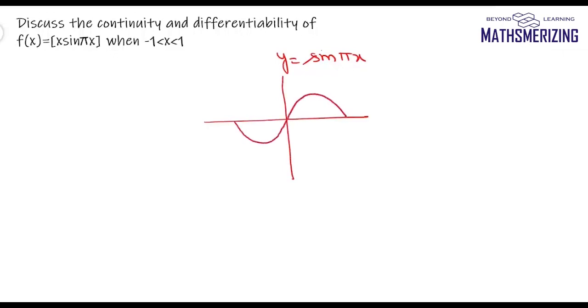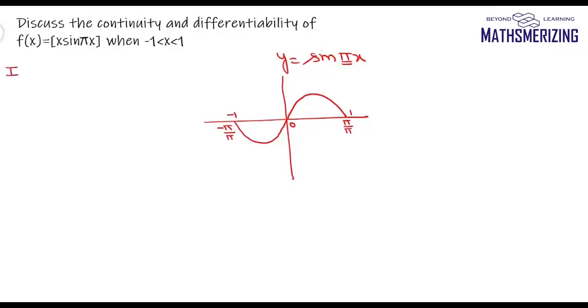Discuss the continuity and differentiability of the function f(x) equals greatest integer function of x sin pi x, when the value of x lies between minus 1 and 1. So what I'll do is I'll draw the graph of y equals sin pi x. So I'll draw the graph of sin x. Now for sin pi x, I'll divide every value by pi. So now here will be minus 1, 0 and this one will be plus 1. So I'll take two separate cases.